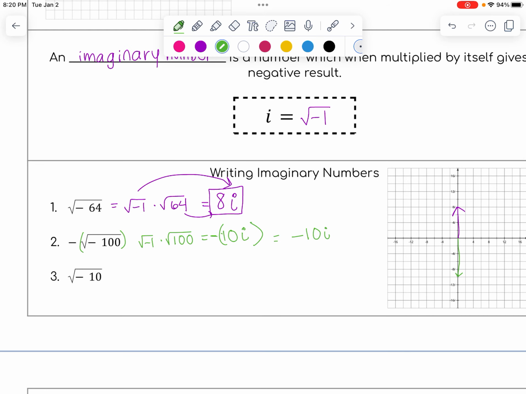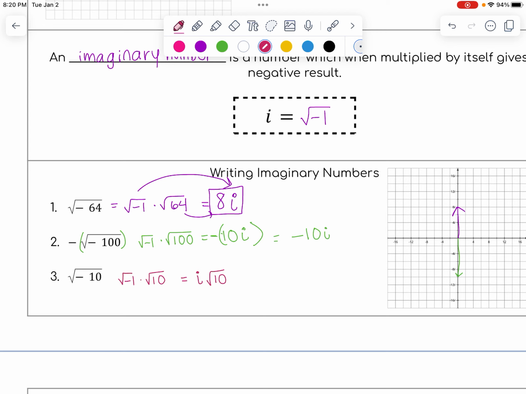And finally, number 3. So in number 3, I can, again, break this up into the pieces that I know. That's the square root of -1 times the square root of 10. Now, I know the square root of -1 is i, but the square root of 10, well, 10 is not a perfect square. So we need to, one, look, can we simplify this radical? So are there any perfect squares that 10 is divisible by? But for 10, there aren't any. So that's one that we cannot simplify. It would stay the square root of 10.